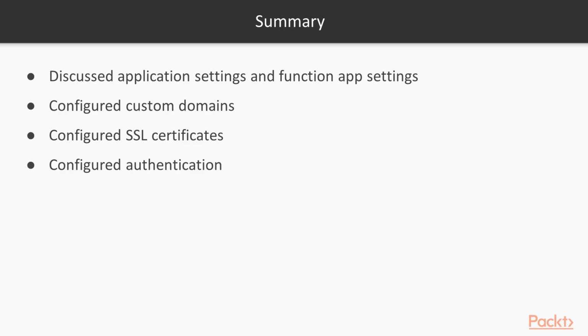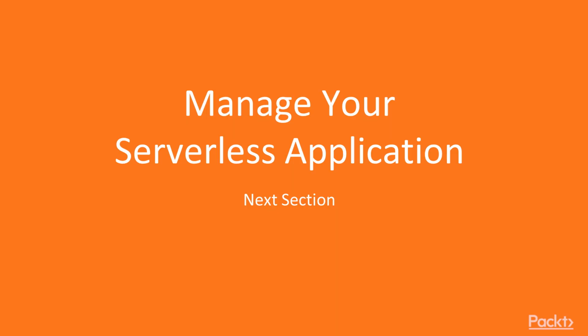In this section, we really got into some of the settings for both the application and the function app itself. We talked about configuring custom domains and setting your SSL certificate, as well as configuring authentication for your functions. In the next section, I'm going to show you how to customize your serverless application.